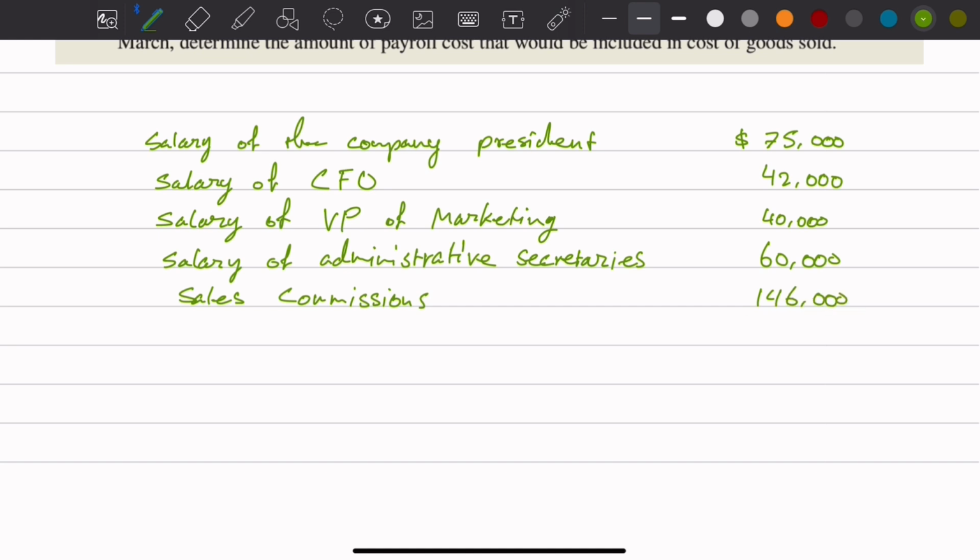Okay. So now all we need to do is just find the total of these SG&A expenses. Go to our calculators. 75,000 plus 42,000 plus 40,000. Be careful with the number of zeros that you tap into your calculator, because it does change your answer, and so many students rushing in exams would make these small mistakes that would cost them a lot of marks. So just be careful.